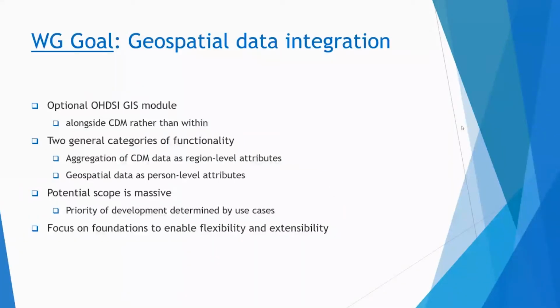The overall goal of the working group is, in its simplest form, just geospatial data integration. What we've been imagining is an optional GIS module that sits alongside the CDM rather than within it. There's two general categories of functionality: either bringing data in as a person level attribute, or pulling data out in some geospatial format, like a region level attribute. And the potential scope is massive.